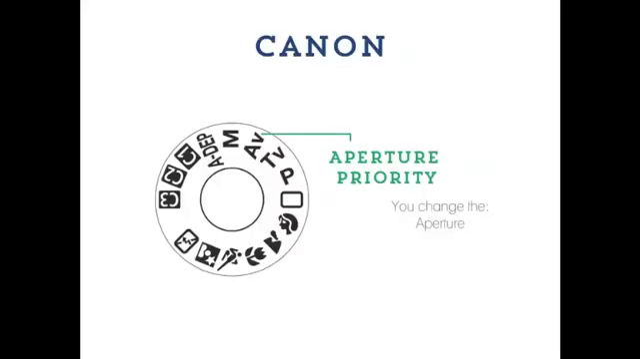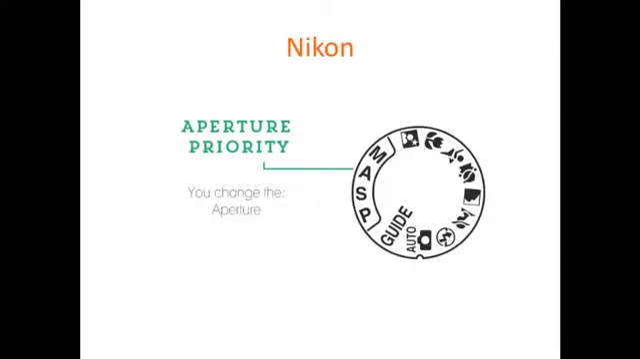The next setting is AV, or aperture value, which stands for aperture priority, and that is the opposite of shutter speed priority. Now you're picking the aperture, and your camera will then pick a shutter speed to go with it. On Nikon, it's simply represented by an A.